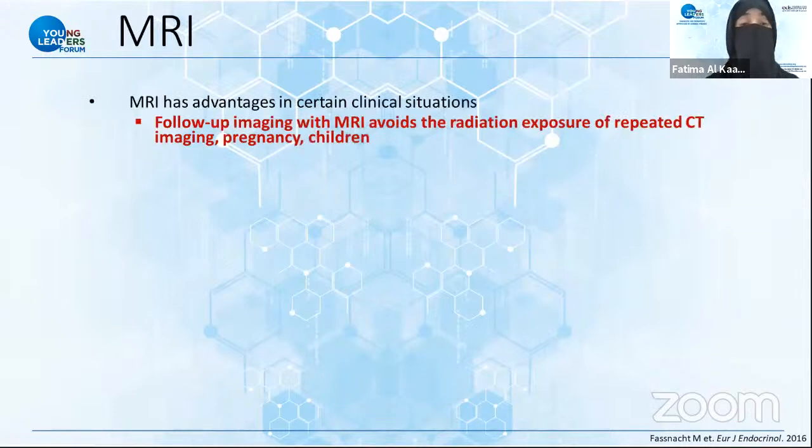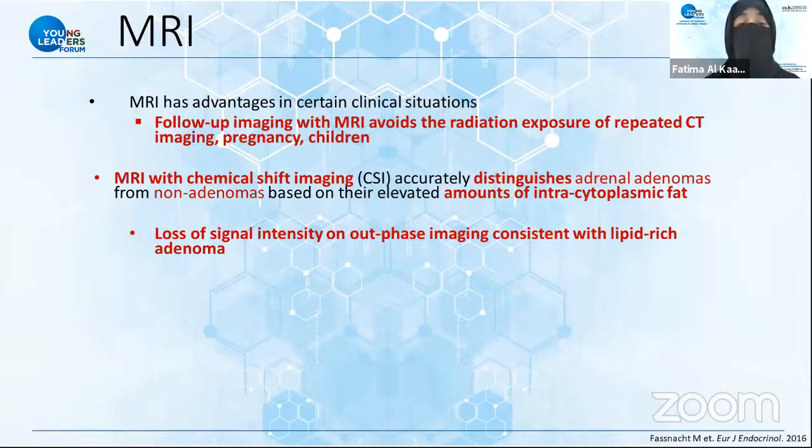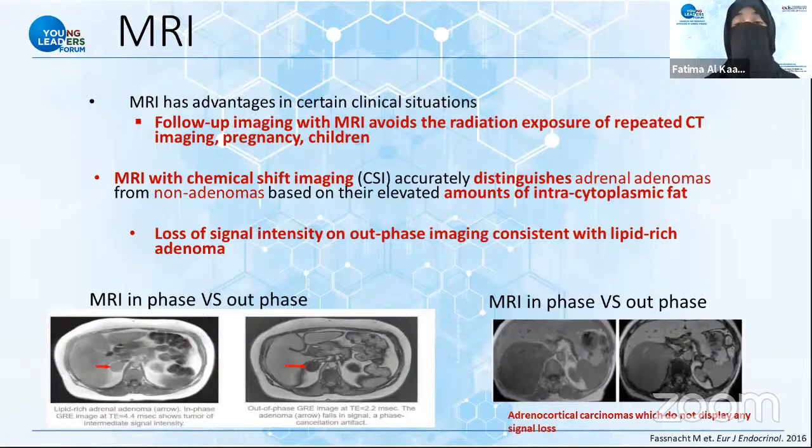Moving to the MRI, MRI has advantage in clinical situations like follow-up imaging to avoid radiation exposure of repeated CT imaging, or in pregnancy and children. MRI with chemical shift can distinguish between adrenal adenoma and non-adenoma based on the amount of intracytoplasmic fat, with loss of signal intensity in out-of-phase image consistent with lipid-rich adenoma. You can see here an image of lipid-rich adenoma and adrenal cortical carcinoma. Adrenal cortical carcinoma does not display any signal loss.